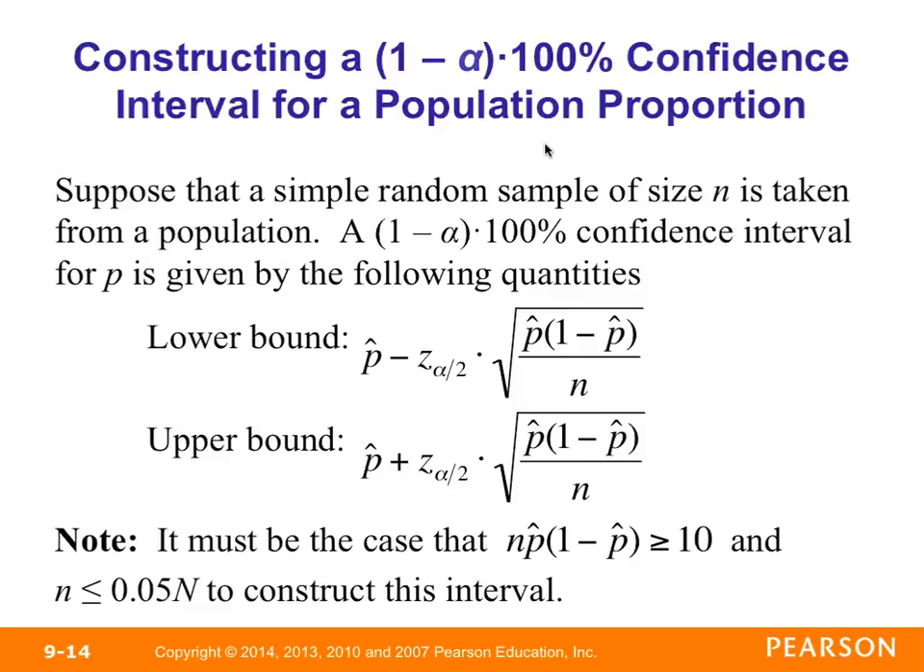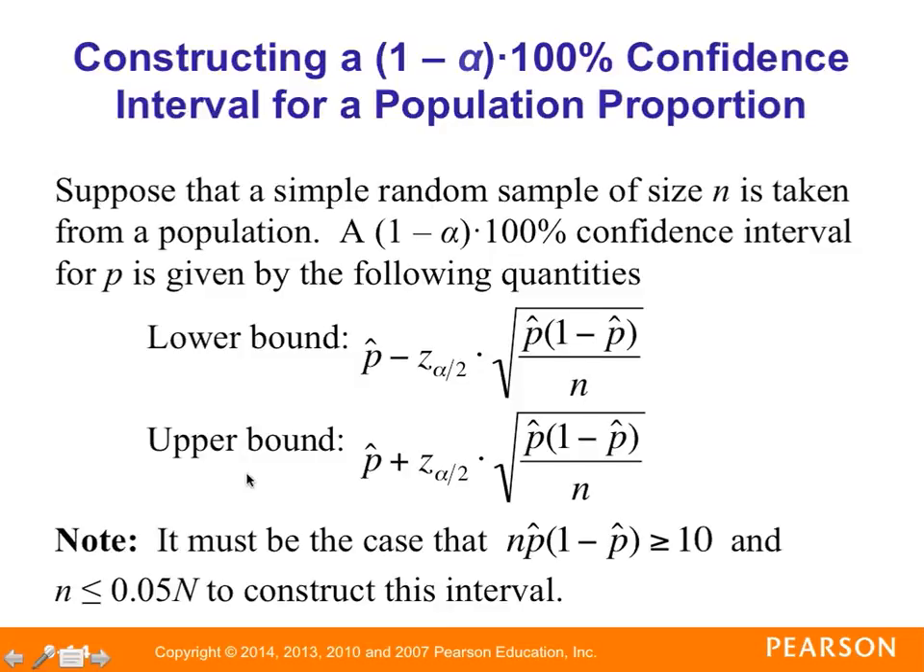If we want to construct a confidence interval for the population proportion, let's suppose that a simple random sample of size n is taken from a population, and we want to create a 1 minus alpha times 100% confidence interval for p if we're given the following quantities. Our lower bound: we take our point estimate and subtract our critical value, which we'll have to look up on the table, z alpha over 2, multiplied by the square root of p hat times 1 minus p hat over n.